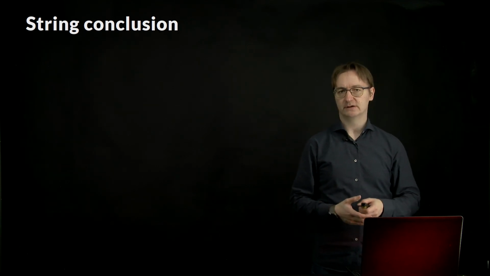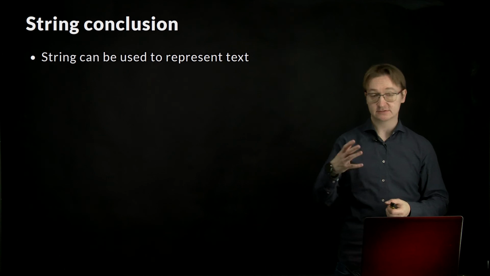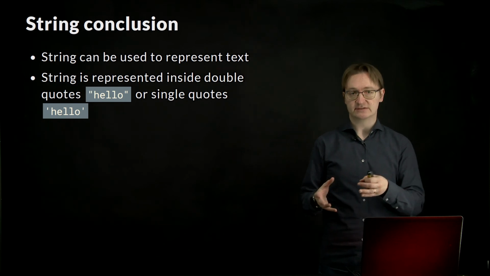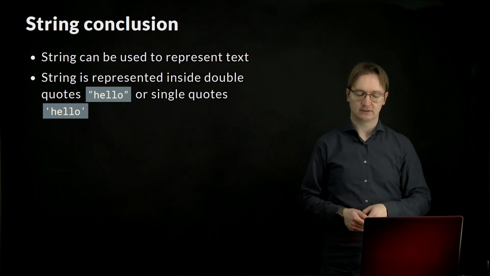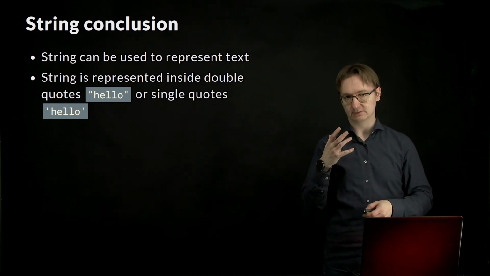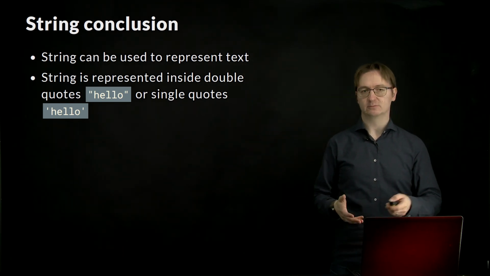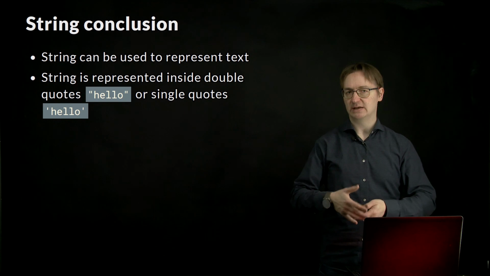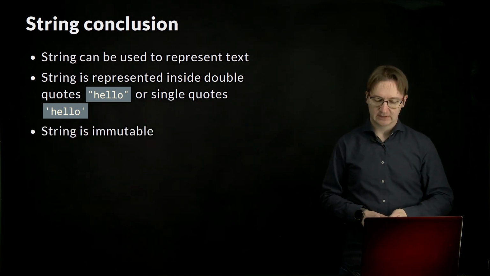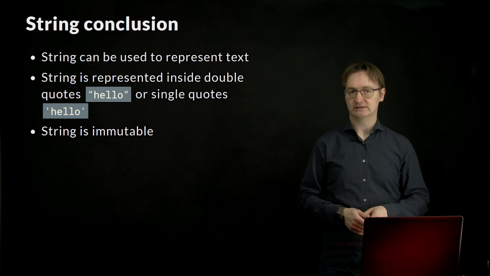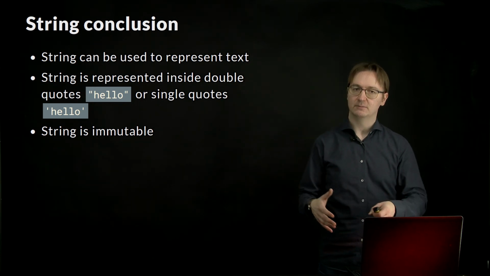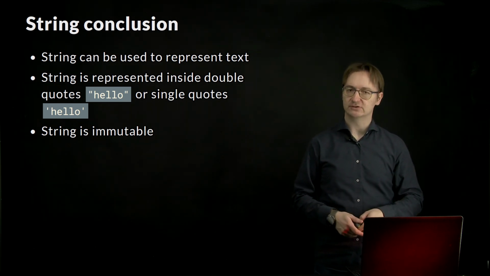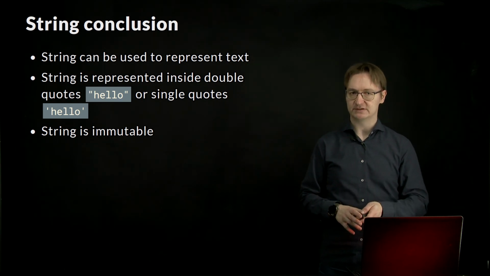To conclude the topic of strings, we will point out that the string can be used to represent text in our code. A string itself is represented with quotes in our code. We can use both single quotes or double quotes. Also, it was pointed out that we can use triple quotes to have longer strings, which may also include new lines. A string is immutable, which means that we cannot change the value of the string, but what we can do is overwrite the variable. But the original string is not changed with whatever operation you use with strings.